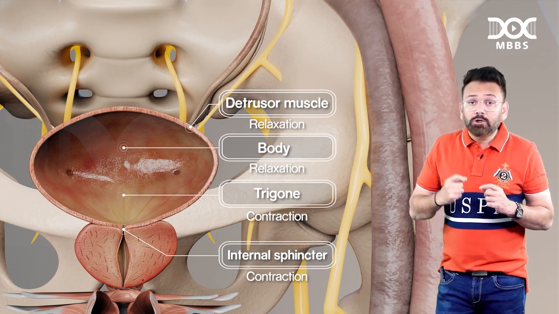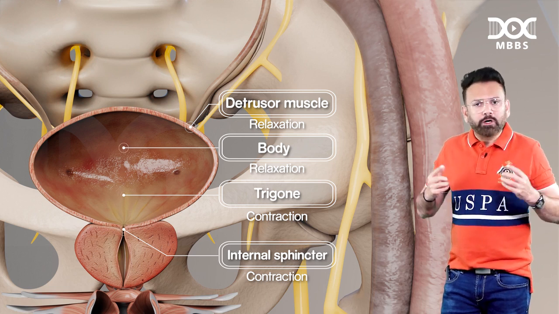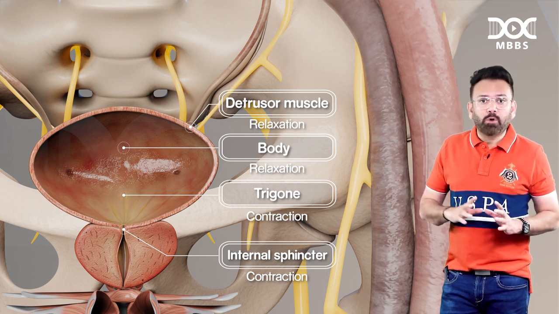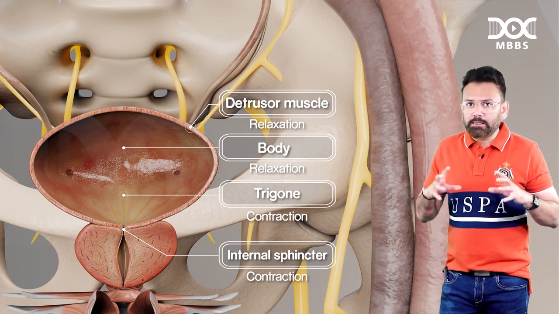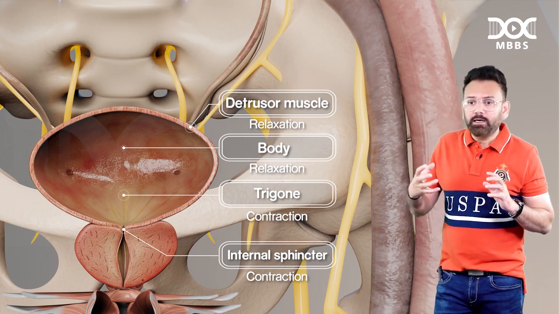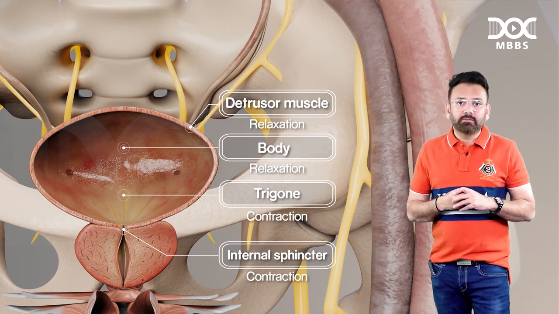Are you getting my point? So during sympathetic stimulation, you don't have time actually. It can be done when you are relaxed, when there is proper timing. So during sympathetic stimulation, your bladder is relaxed, and on the other hand, the internal sphincter and the trigone are contracted. Is this clear?